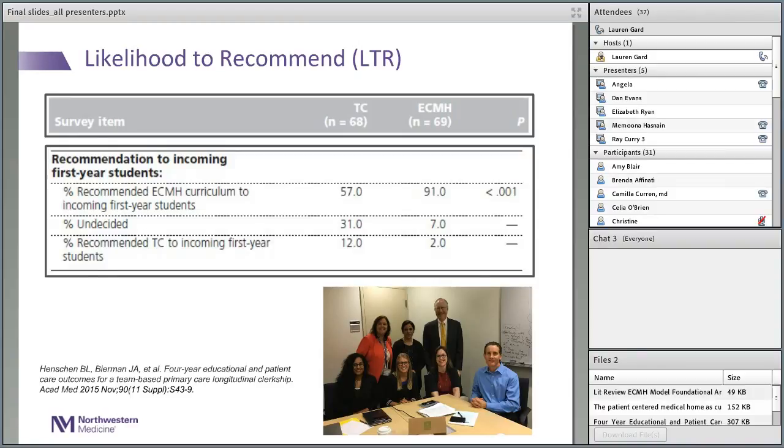We asked incoming M1 students if they would recommend joining an ECMH, or would they recommend doing the traditional individual preceptor model, and overwhelmingly our students recommended the ECMH model was superior. And this was the students in an ECMH, but even amongst the students that never had the experience, they had a similar recommendation.